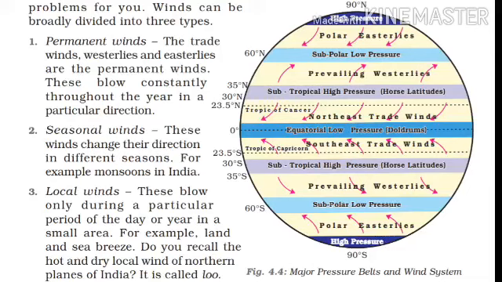It means those winds that blow according to season, like monsoon winds. These winds blow always for a fixed period, which may be a day or a season. They blow in a particular direction.